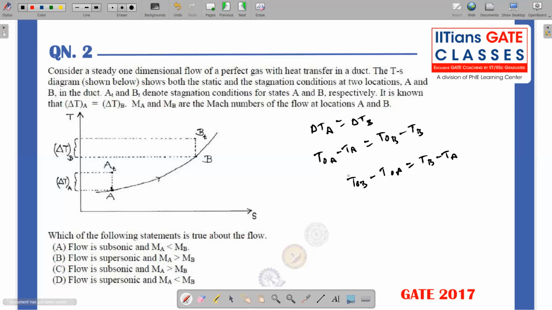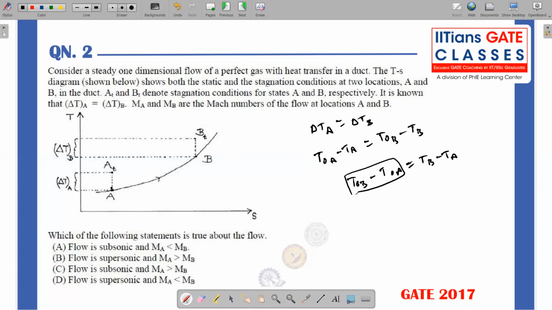Okay, the addition of heat is nothing but T naught B minus T naught A, which in terms of static temperature is TB minus TA, the rise in static temperature. For a reason, we know that TB is greater than TA, so that means T naught B is also greater than T naught A. That's understandable. Okay, so now look at the options carefully.